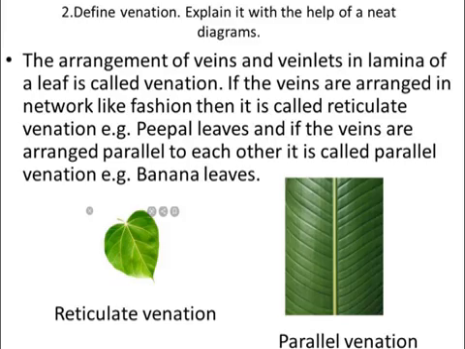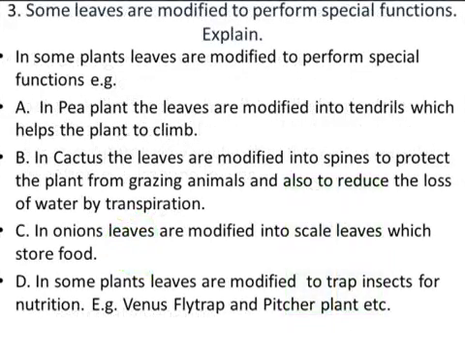Number 3, some leaves are modified to perform special functions. Explain. In some plants, leaves are modified to perform special functions. Example, number A, in pea plant, the leaves are modified into tendrils, coil-like structures, which help the plant to climb. Number B, in cactus, the leaves are modified into spines to protect the plant from grazing animals and also to reduce the loss of water by transpiration.